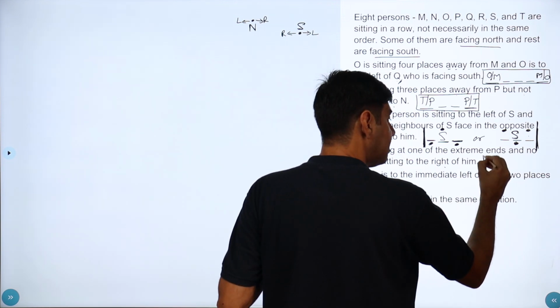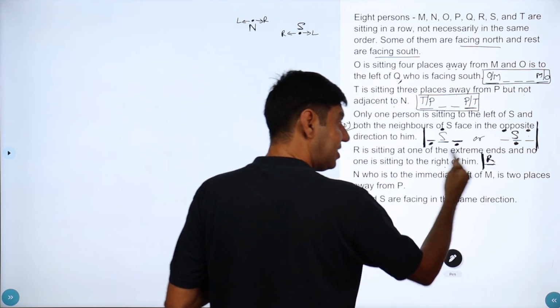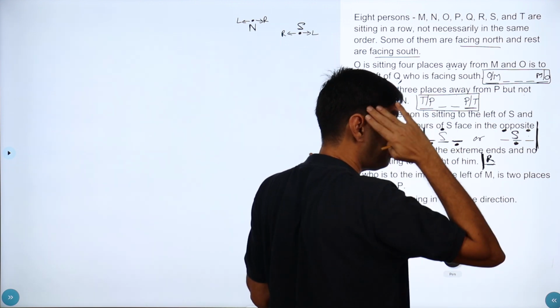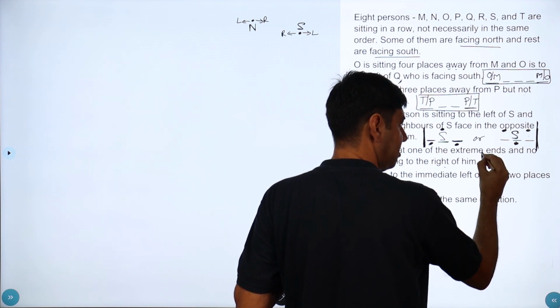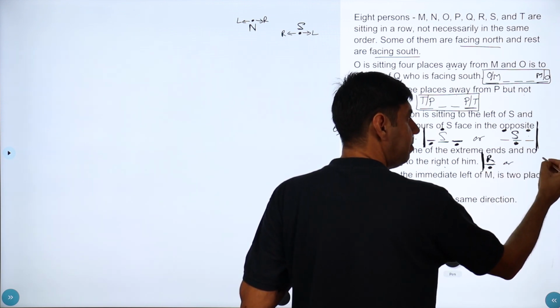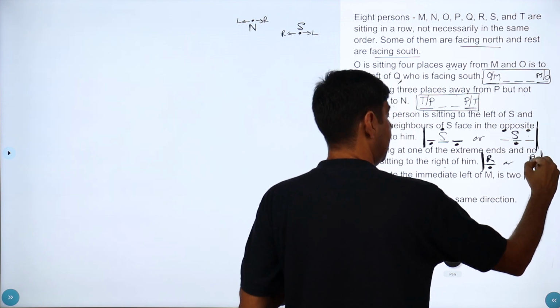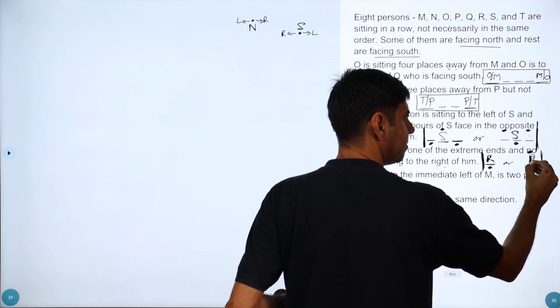So, if R is at the left end, then this side is the right. But this is my left. So obviously R is looking in the downward direction. Or it could also be the other end. So R could be at the right end and there's no one to the right of him. So R is looking upwards.